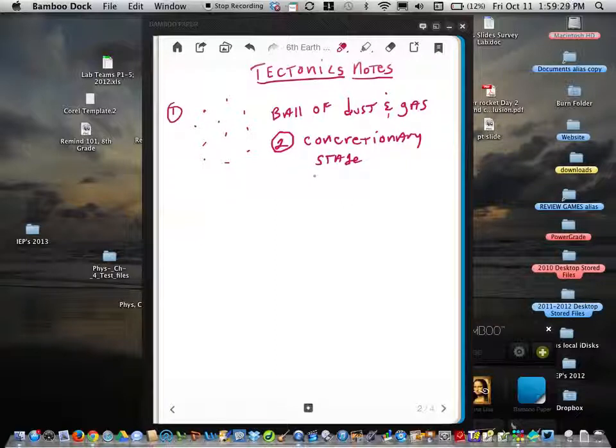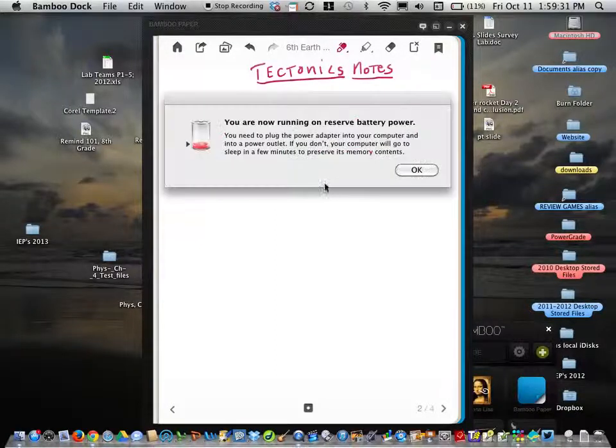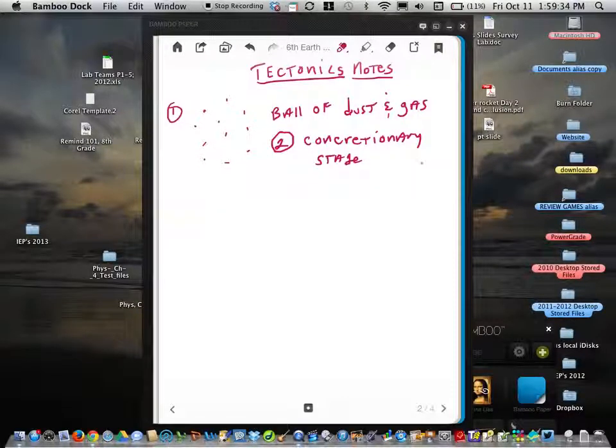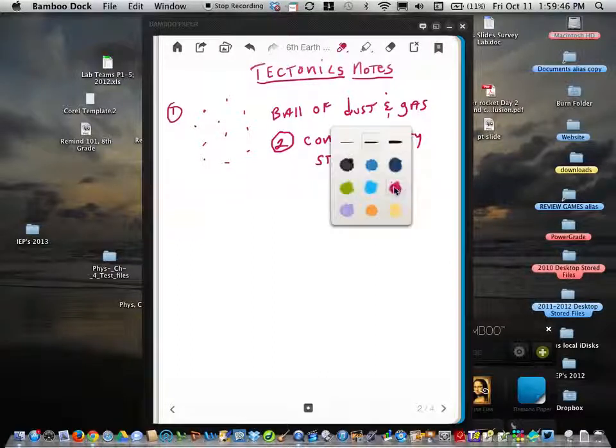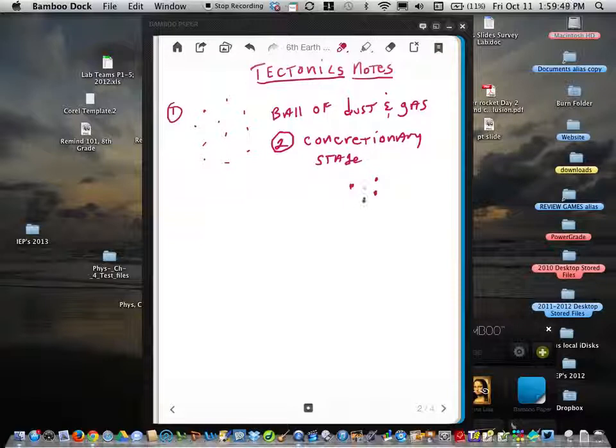Though the dust and gas started to join together because of gravity. Gravity pulled together the particles of dust and gas, and bigger groups of stuff started to form, called planetesimals. A planetesimal is like a baby planet.